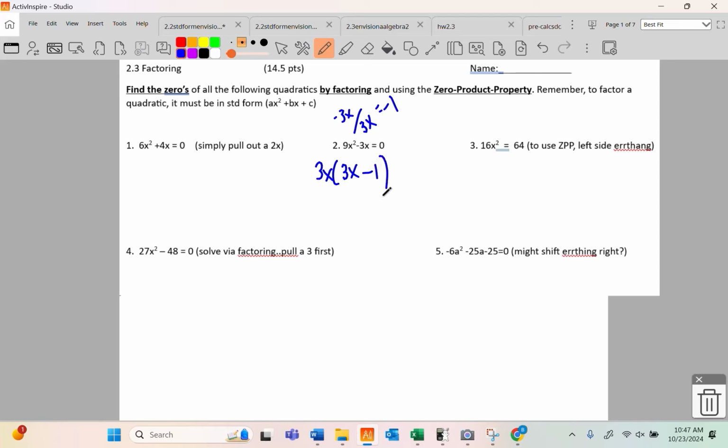You know, think about the distributive property. Is this the same thing as it was? And it is, so it's still equal to 0. Kick in that ZPP: 3x is 0, divide by 3. 0 divided by anything, with the exception of 0, is 0. And the other guy, 3x minus 1, is a two-stepper. Add 1 to both sides, divide by 3, and x is a third.